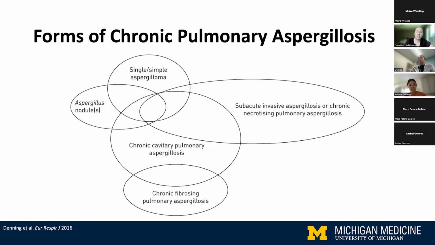Another bucket is the level of acuity in terms of how long it's been going on, with acute being invasive pulmonary aspergillosis, to some subacute forms, to chronic pulmonary aspergillosis. I really like this figure that was published by Denning et al. in the European Respiratory Journal back in 2016, because this Venn diagram, I feel like, really highlights how often these chronic pulmonary aspergillosis manifestations overlap and multiple can be present in the same patient.